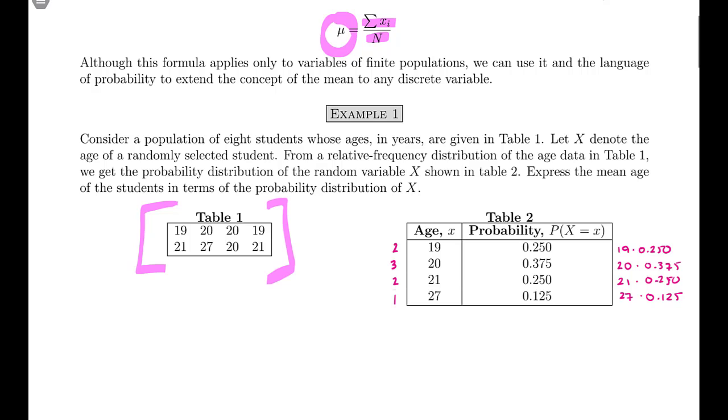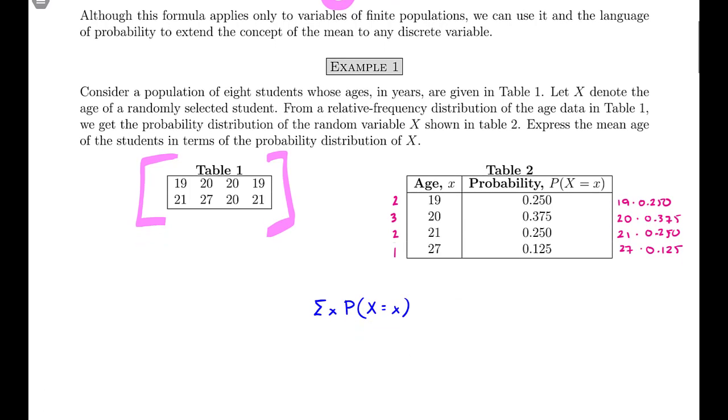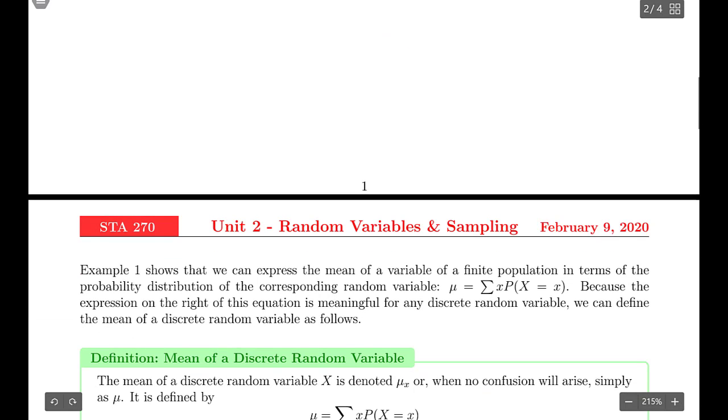And we're just expressing this mean in terms of probability. It is the sum of all the x values times the probability that our variable is equal to a given x value. Remember, big X is our discrete random variable, little x is the distinct value. We're not computing that value here, but we'll see that in a couple of examples. So that first example shows that we can express the mean of a variable of a finite population in terms of the probability distribution of the corresponding random variable. The notation you see right here is what we just came up with from our previous example.